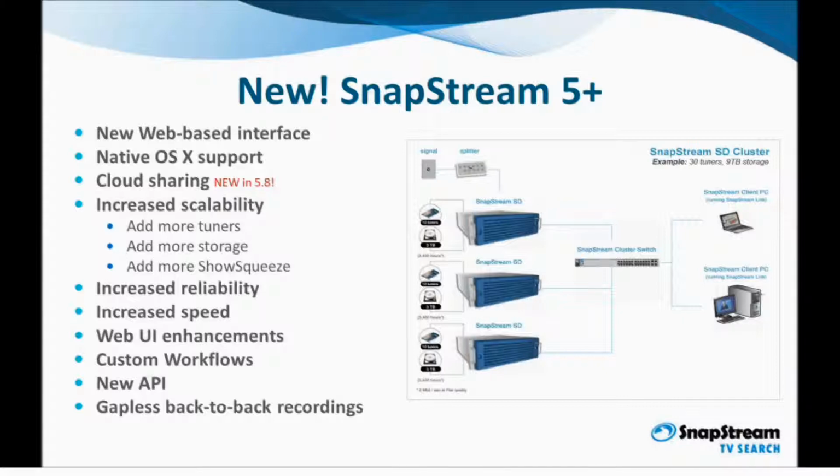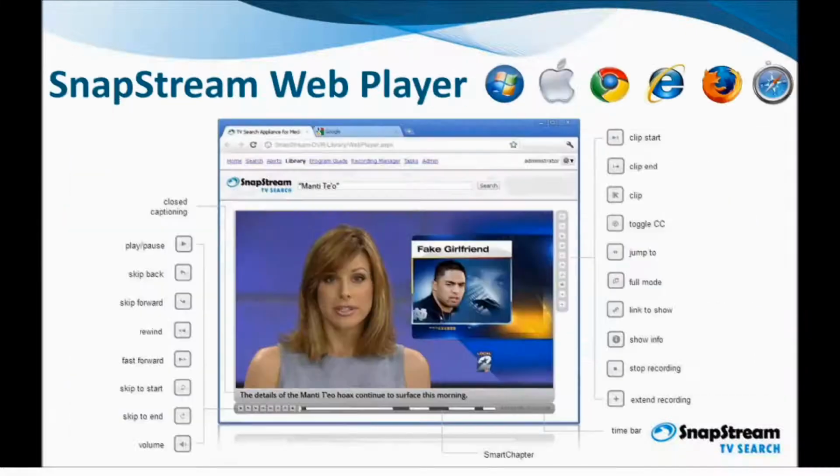Also, to mention, a few of you might be on version 4 or one of the earlier versions of 5. We have increased scalability. You can add more tuners, more storage, and more show squeezing, essentially processing power, to your SnapStream cluster. That example is over here on the right, where I have some standard definition mixed in together so that they're clustered together. We have a lot more processing power, recording ability, reliability, speed. Also in version 5.5, we have custom workflows, our new API, and of course gapless back-to-back recording.